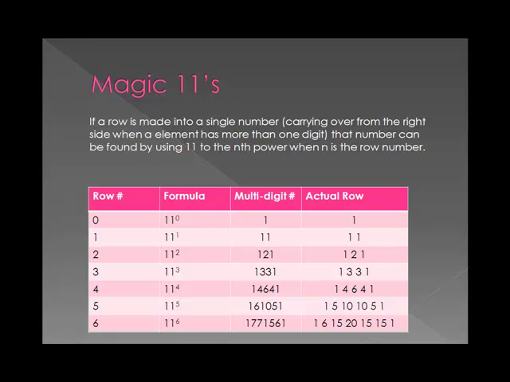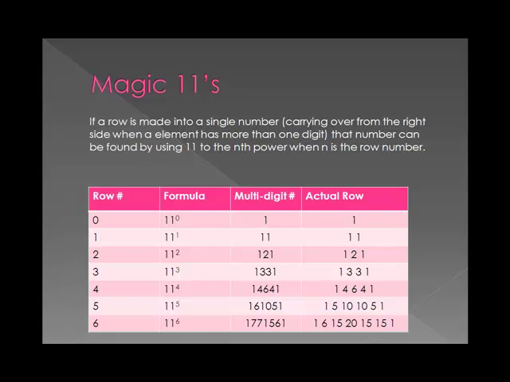In row 1, we would have 11 to the first power. We have 2 1s in the actual row, so when we combine them together, we have an 11. 11 to the first power is 11. In the second row, we have 1, 2, and 1. When we combine them together, we get 121. 11 squared equals 121. In rows 3 and 4, we would do the same thing just by combining the numbers together. But as soon as we get to row 5, we start carrying over.